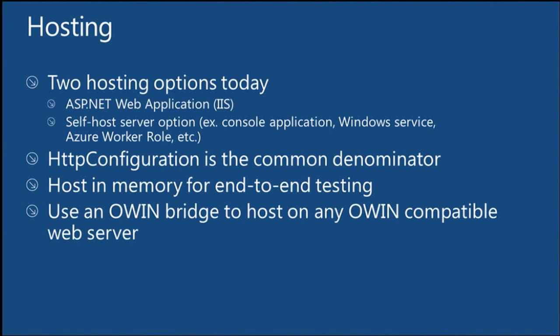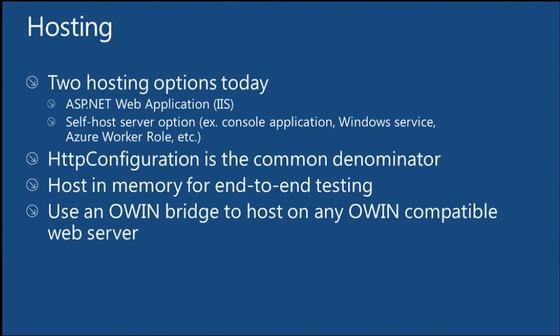We've wired up an HTTP handler that reads in the request, converts it to an HTTP request message, and then news up an HttpServer and pushes it up the stack. You can also write your own host. You can host web APIs in a console app or a Windows service or an Azure worker role, for example. Other options, I mentioned earlier, you can just take the HttpServer and give it directly to HttpClient. You can host the whole stack in memory. You could put Web API on top of an OWIN bridge.